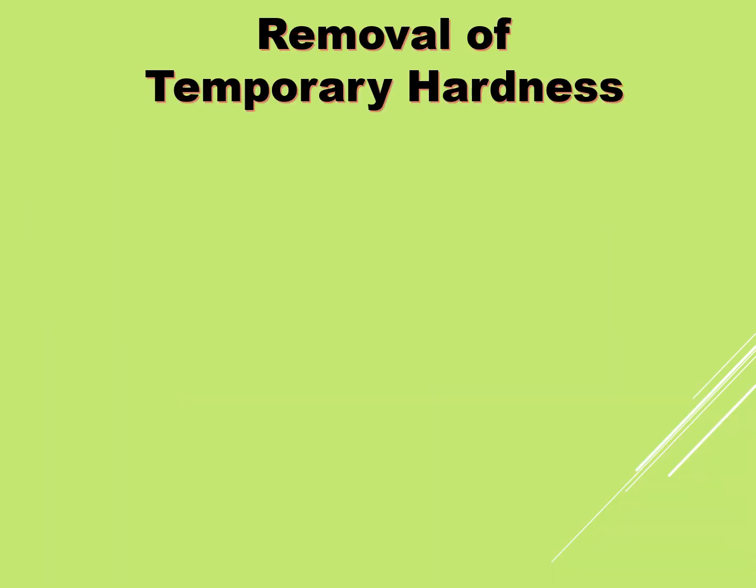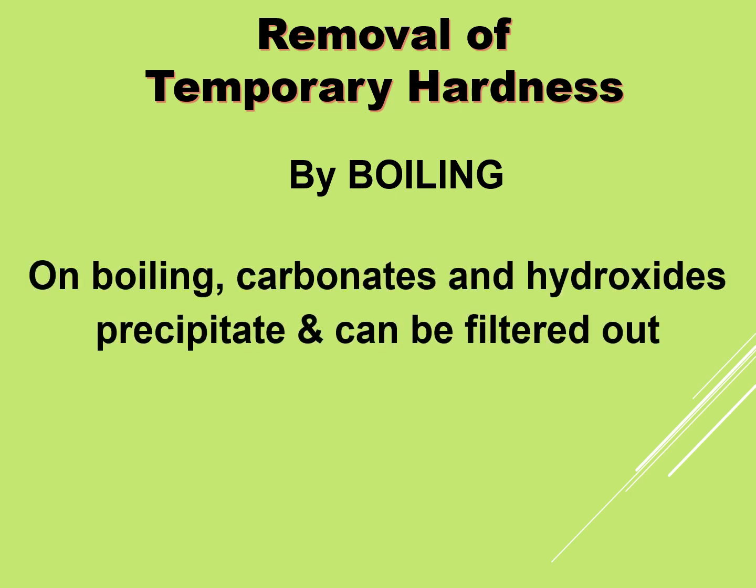Removal of temporary hardness. How can we remove temporary hardness? We have seen we can remove temporary hardness by boiling. Now what happens on boiling? That is what we are going to see. What is the chemistry behind removal of temporary hardness by boiling? On boiling, carbonates and hydroxides will precipitate out and they can be filtered. You can filter and you can remove it.